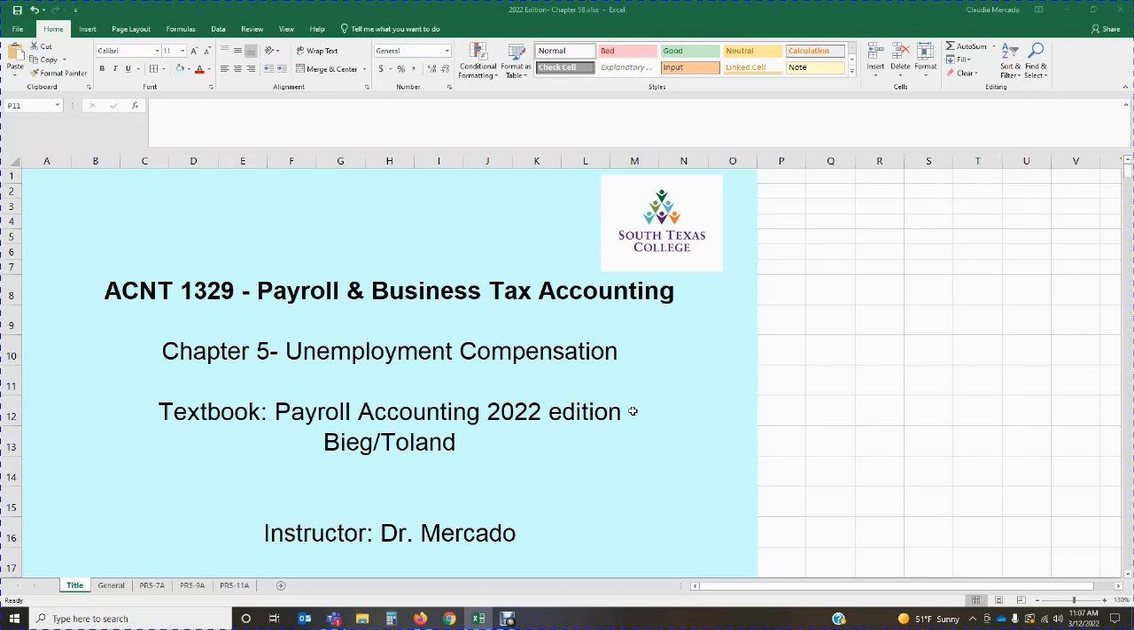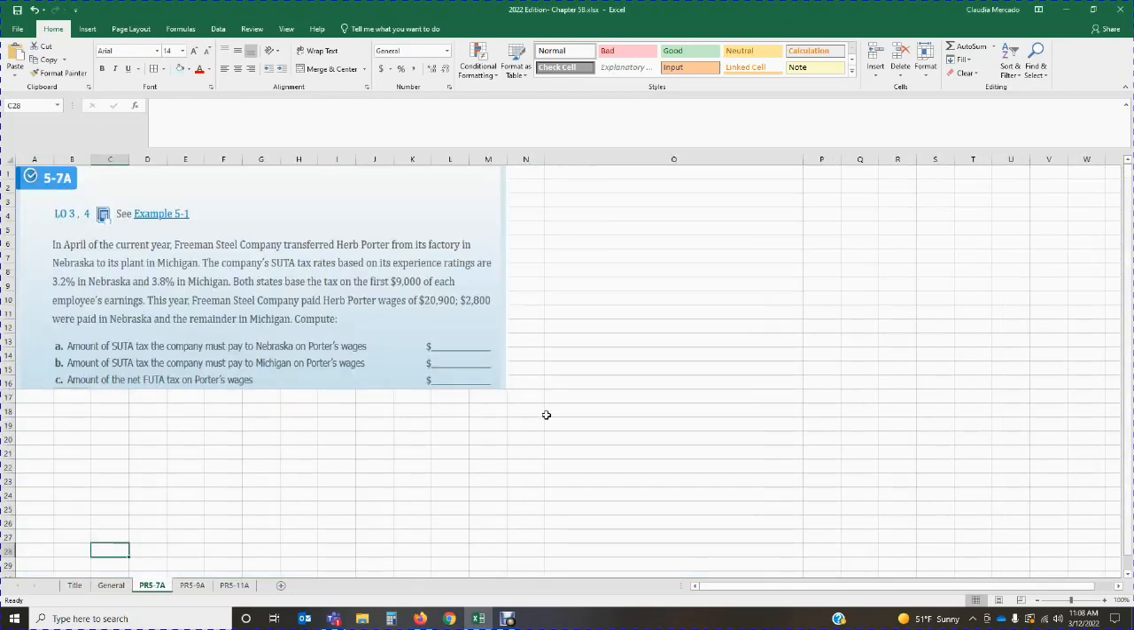Okay, this is Accounting 1329, Payroll and Business Tax Accounting, and we are using the 2022 edition. Okay, so the first problem that I'm going to go over with you today is problem 5-7A. This deals with an employee being transferred from a factory in one state to another state. Okay, so we have to figure out the SUTA and FUTA taxes for that specific employee.